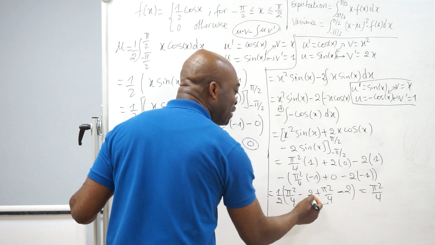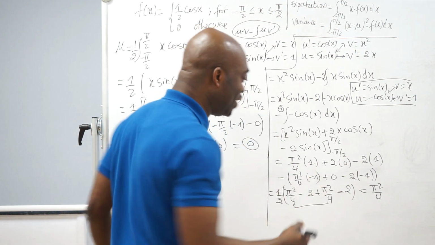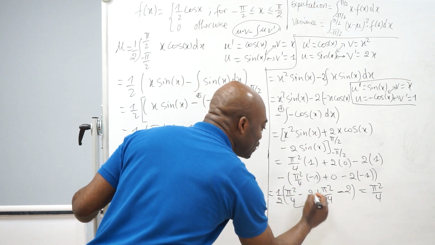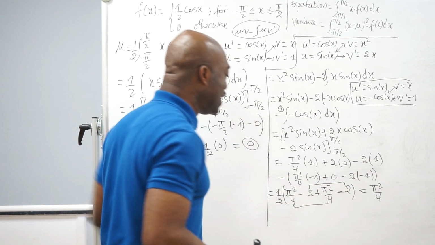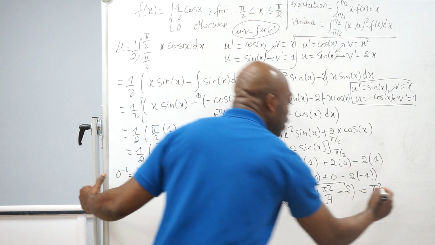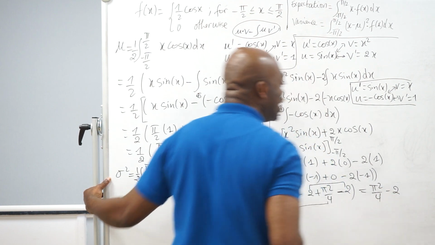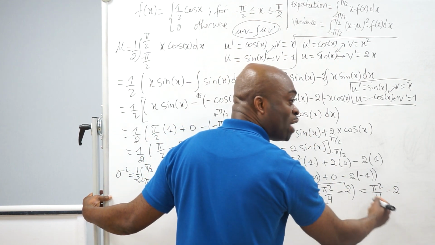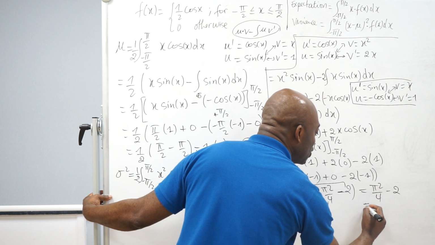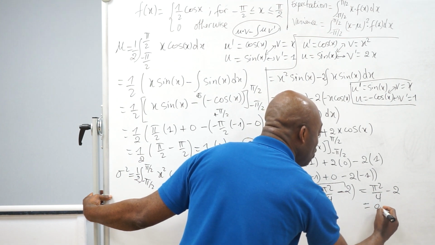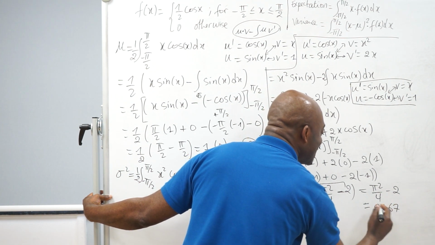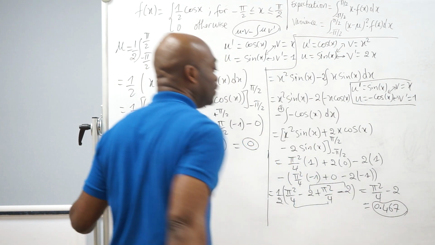And then here, negative 2 and negative 2 is negative 4, times a half is negative 2. So you end up with negative 2 here, ladies and gentlemen. So your final answer, if you work this out on the calculator, is 0.467 at the end. Okay?